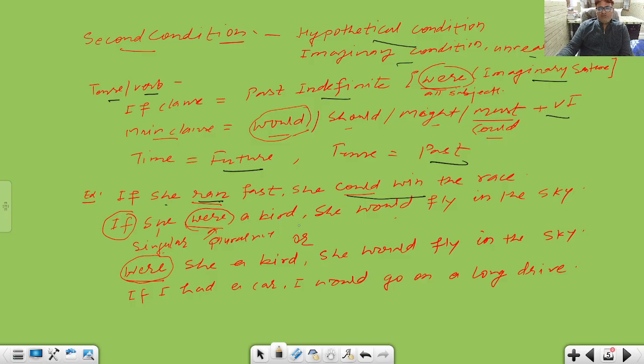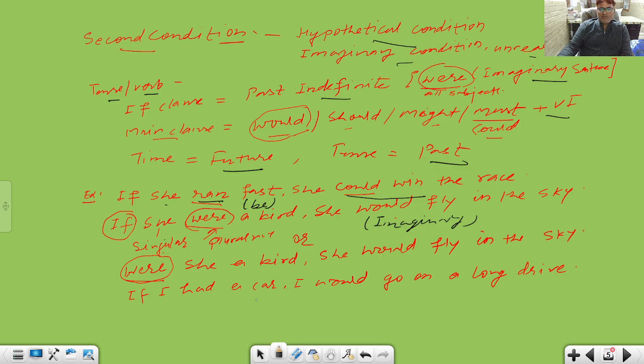If she were a bird, here in the bracket you will be given the be verb. The second form of the be verb is was or were, but here there is a condition: whether the subject is singular or plural, it always takes were. She would fly in the sky. This is an imaginary sentence. So an imaginary sentence takes were. Now we can make a variation by removing this if and placing were in the beginning of the sentence. Were she a bird, she would fly in the sky. This is also correct.